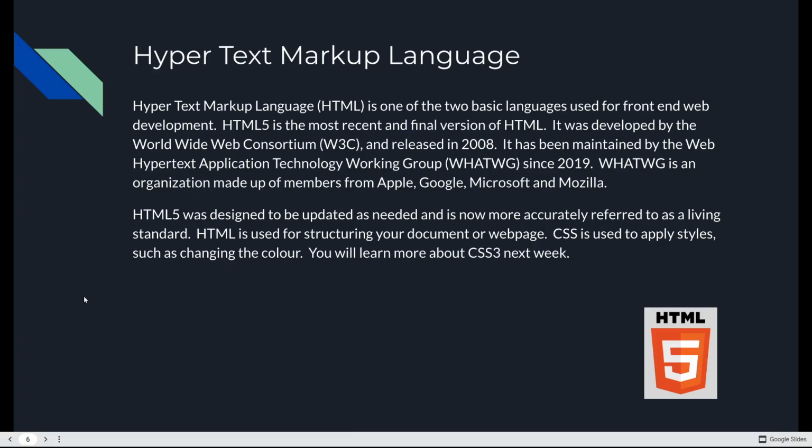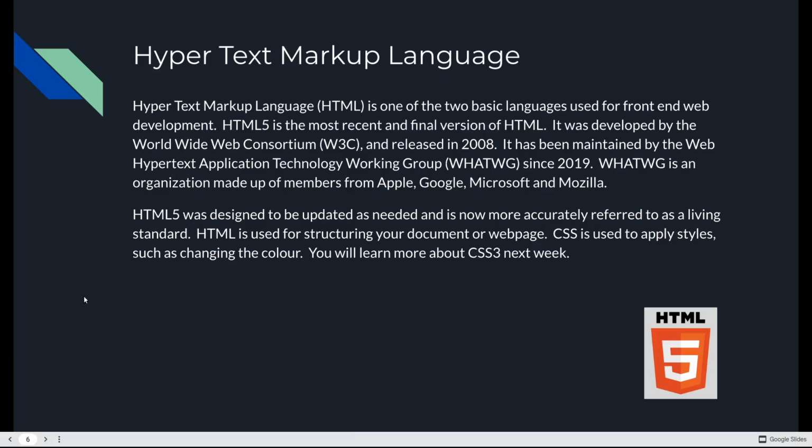Now, HTML5 is the most recent and final version of HTML. It was developed by the W3C, the World Wide Web Consortium, and released in 2008. But it's been maintained by the WHATWG, Web Hypertext Application Technology Working Group, since 2019. That's an organization made up of members from Apple, Google, Microsoft, and Mozilla. So, you know, the makers of all the major browsers.